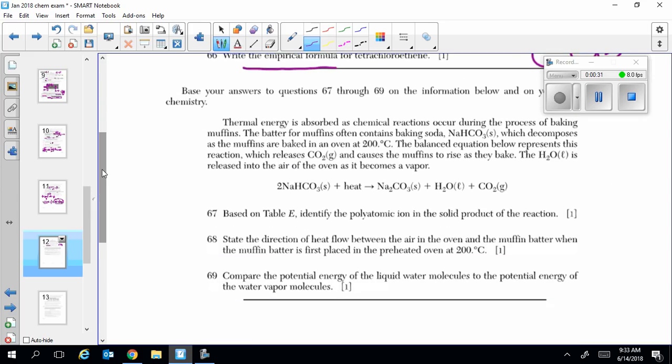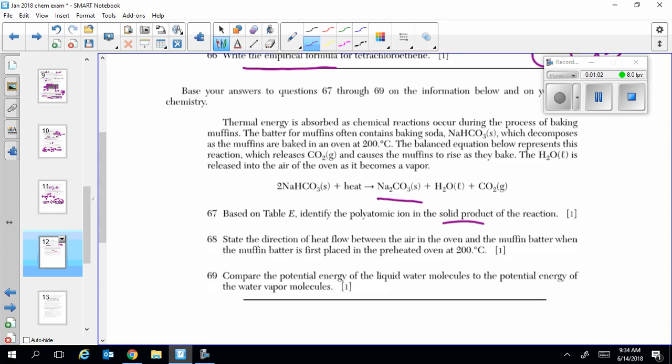Thermal energy is absorbed as chemical reactions occur during the process of baking muffins. The batter often contains baking soda, which decomposes as the muffins are baked. The balanced equation represents this reaction, which releases carbon dioxide and causes the muffins to rise as they bake. The water is released into the air of the oven and it becomes a vapor. So there's the reaction. Based on table E, identify the polyatomic ion in the solid product of the reaction.